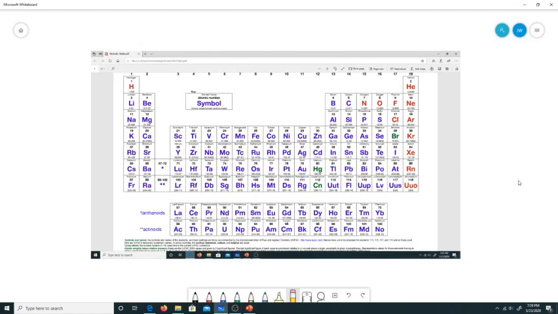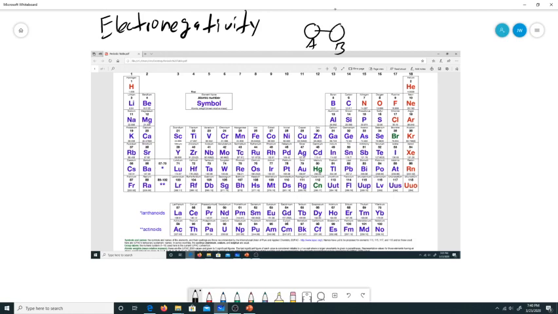Alright, so this trend, I'm going to go over electronegativity. Electronegativity basically is how electrons are attracted within a bond. So for example, if you have two atoms bonded together, now we have atom A bonded to atom B. The atom with the higher electronegativity is going to attract electrons more strongly.